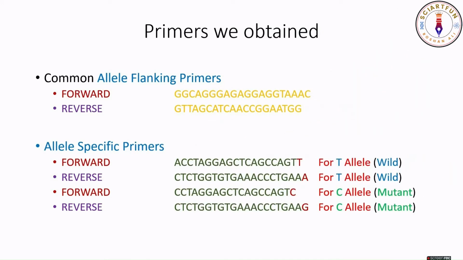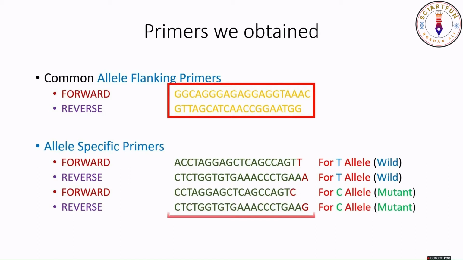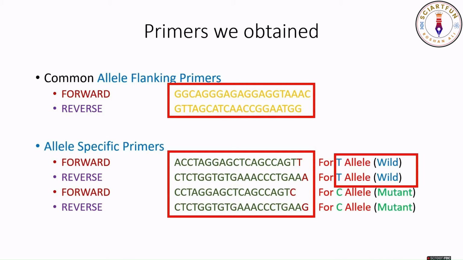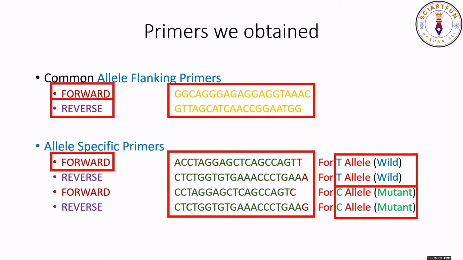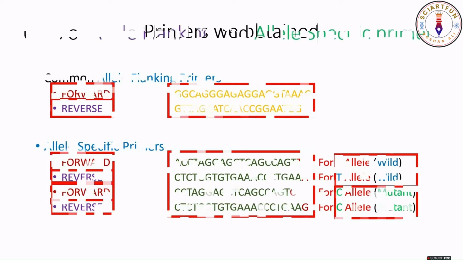These are the primers we obtained. These are common allele flanking primers. And these are allele-specific primers. We have two kinds of allele-specific primers, wild type and mutant type. Each of these has forward and reverse primers. Note, this is not always the case. For some sequences, you may not get one or more of these primers, or you may not get any primers at all. You can use allele-specific and flanking primers for a variety of purposes.